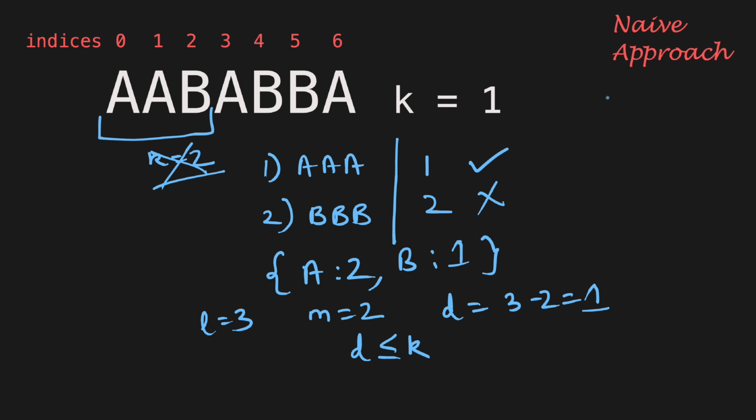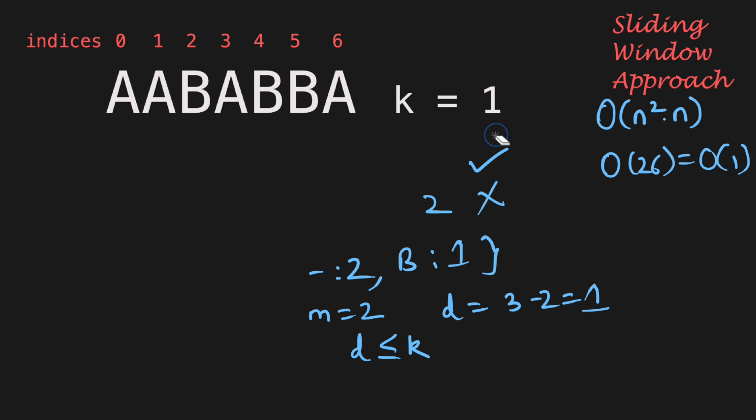Now, even though this approach works, it is not very efficient in terms of time complexity, because generating all the substrings requires a nested loop which takes O of n squared time, and for each substring calculating the frequency map takes another O of n time. Hence the overall time complexity will be O of n cube, and the space complexity will be O of 26 or O of 1, because in the worst case for each substring the frequency map stores only 26 uppercase English letters. Hence the overall space complexity will be O of 1.